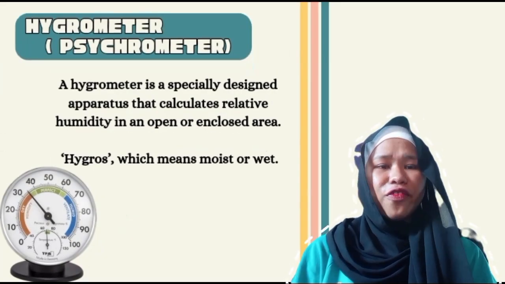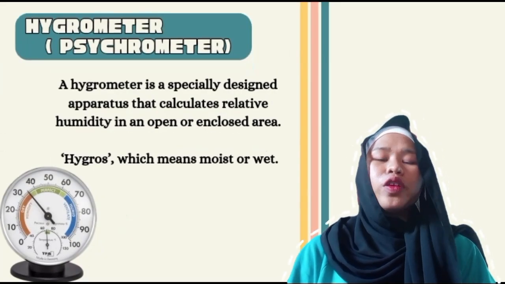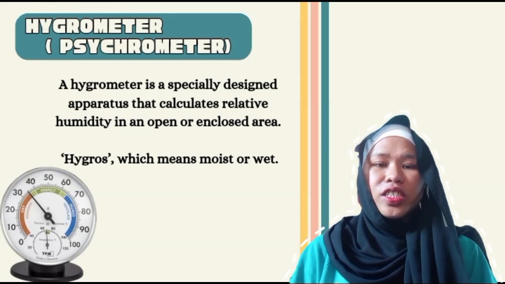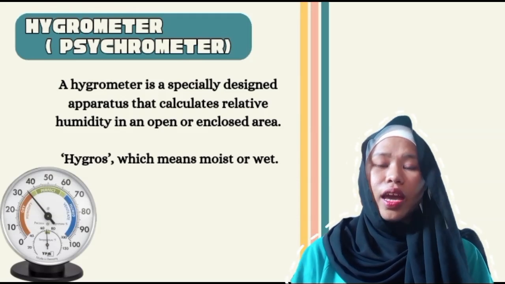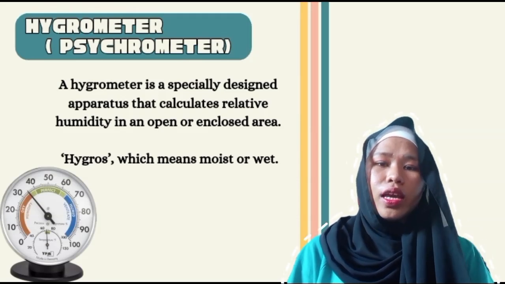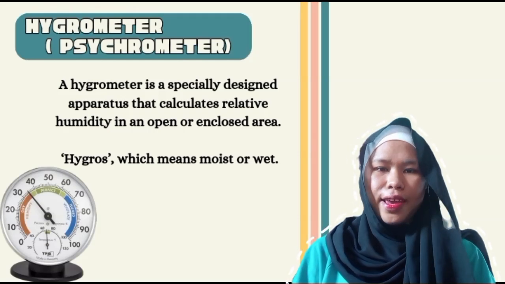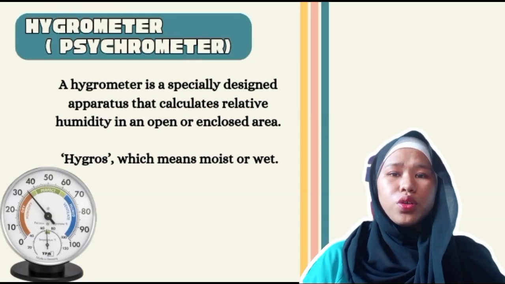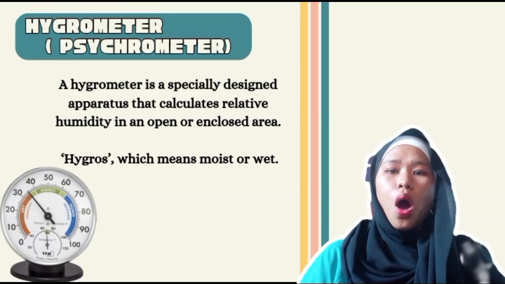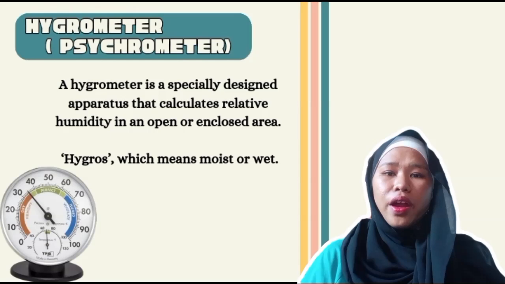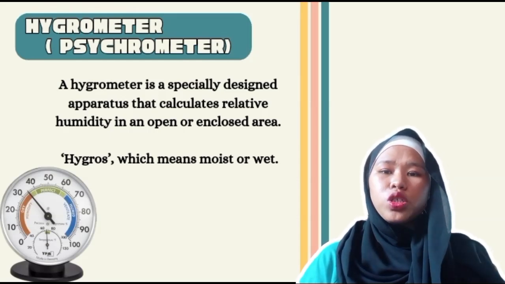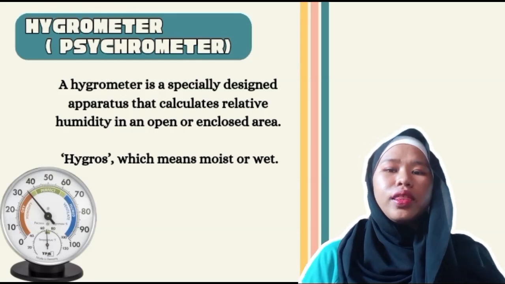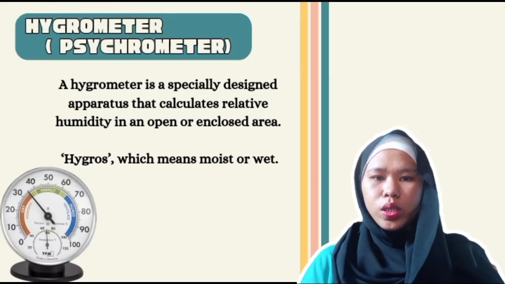Okay, so now let's define what a hygrometer is. A hygrometer is also called a psychrometer, and it's a specialized apparatus that calculates the relative humidity in an open area or enclosed area. So what is relative humidity? Relative humidity is the amount of moisture in the air compared to the maximum amount of moisture the air can hold at a given temperature. It is expressed as a percentage.